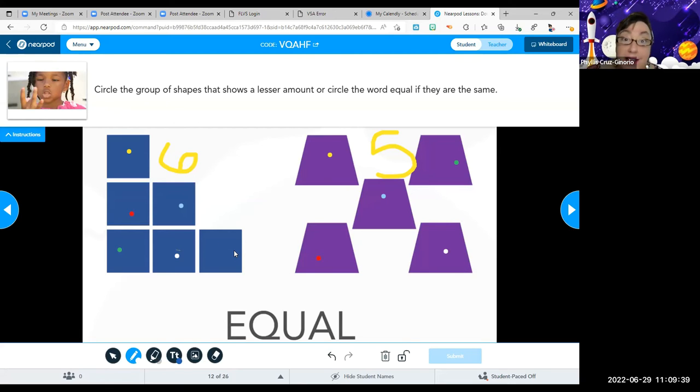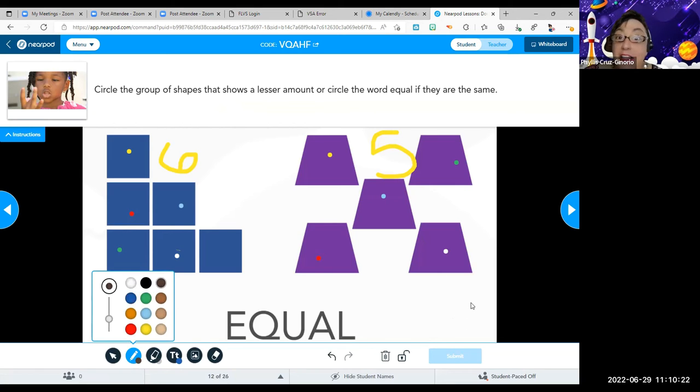So immediately I can tell one of these groups has a greater value. It has more. It has an extra. Here's the extra. Now let's look at the directions, because you have to read the directions to be sure that you follow the instructions. And the instructions say to circle the group of shapes that shows a lesser amount. So which shapes would you circle? Which whole group would you circle that was less? Would you circle all of the squares or the trapezoids?